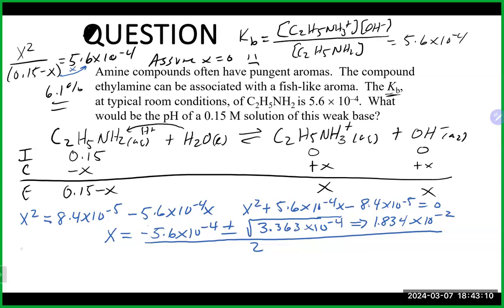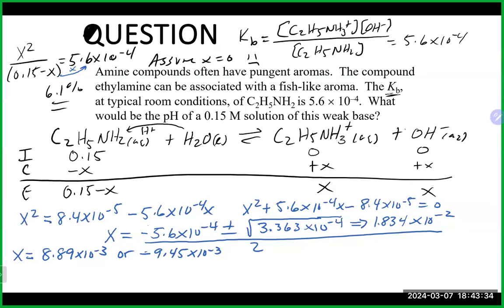Going the positive way first, the adding will yield us 8.89 times 10 to the minus 3. Going the subtraction route will yield us a negative 9.45 times 10 to the minus 3. Any questions on that there?